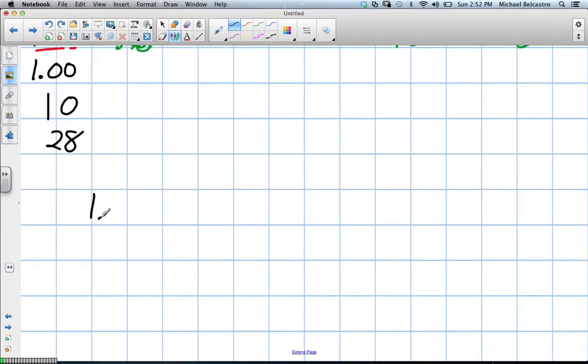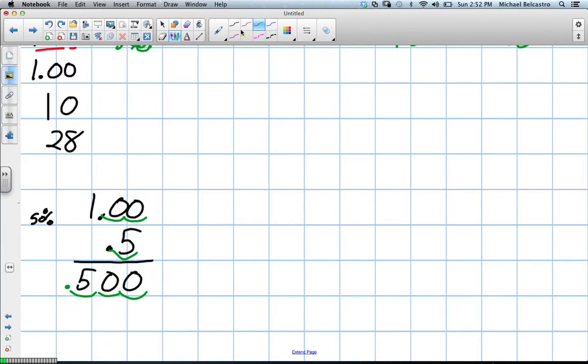So we have 1 decimal 0 0, and we want to find 50% of that. Well, we know 50% from above is decimal 5. So let's do the multiplication here. 5 times 0 is 0. 5 times 0 is 0. And 5 times 1 is 5. But this time, there's 3 decimal places, so it goes over 1, 2, 3. What's the answer? Decimal 500, so 0 decimal 5.